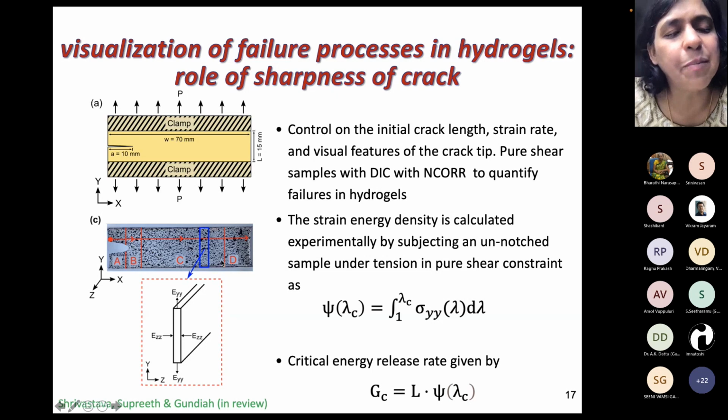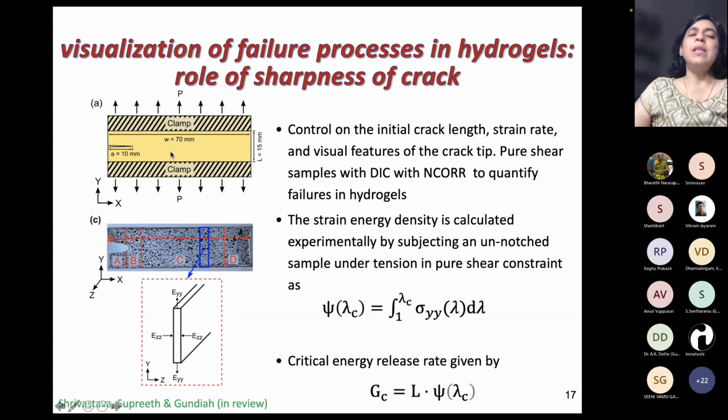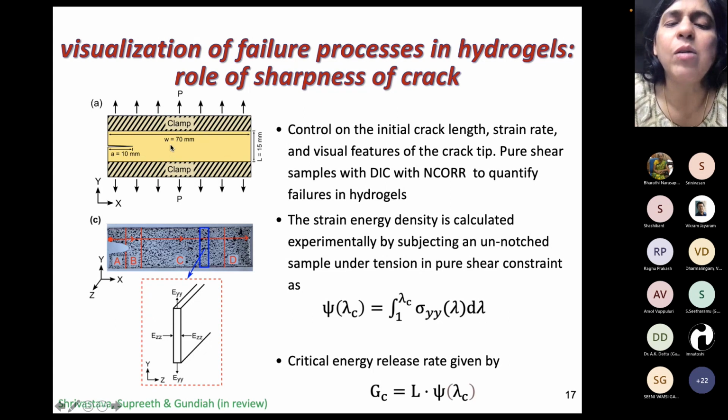And this sample has been spray painted because I will show you data from the strain fields that occur ahead of the crack tip a little bit later. So this kind of an experiment allows us to control this initial crack size, which we do with a very sharp blade. We can also test various strain rates, and we can look at what is happening ahead of the crack tip if we have a camera mounted above this sample.